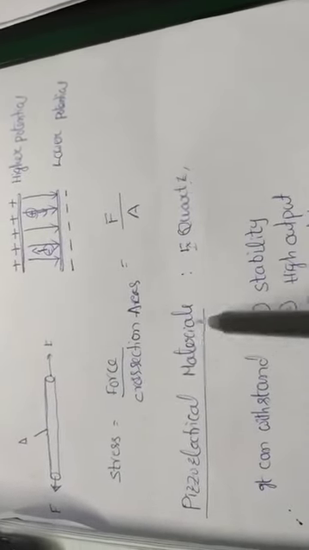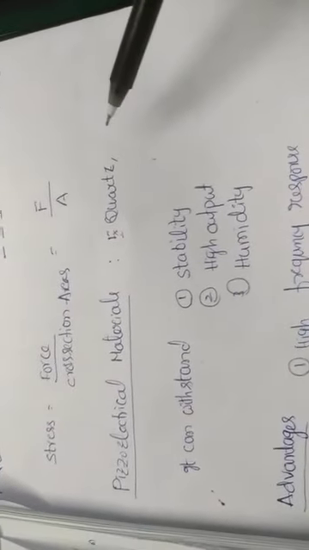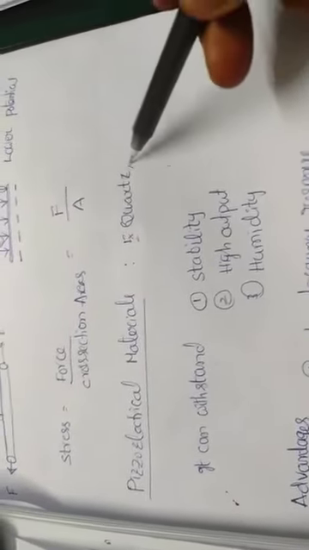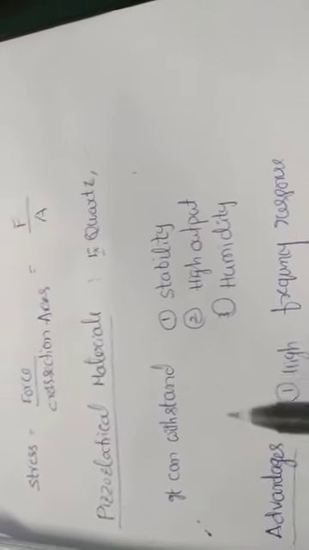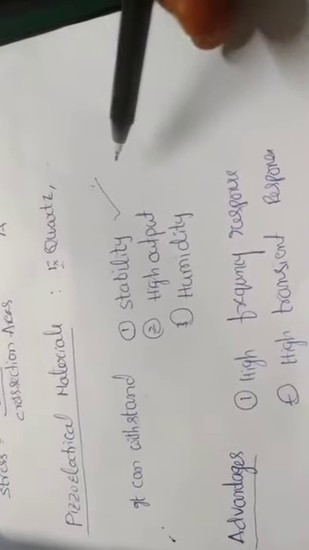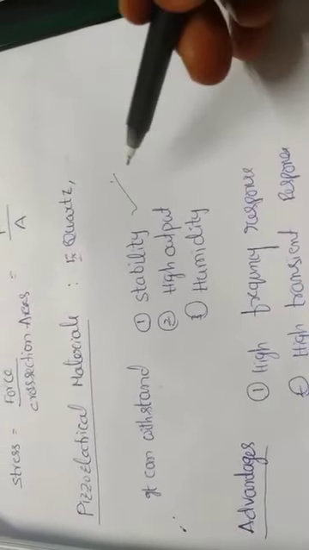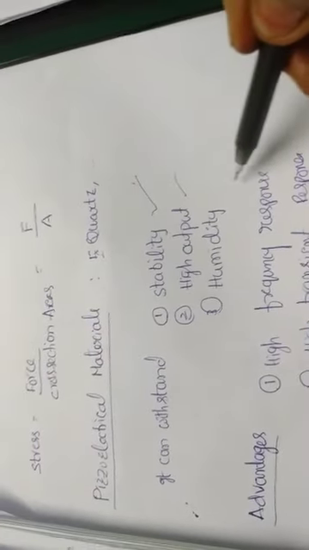The most commonly used piezoelectric materials are quartz materials. Naturally available and synthetic materials are both available, but most of the time the quartz crystal is the commonly used material. The main advantages of the crystal material are that it has higher stability, good frequency response and high output, and it can withstand humidity.